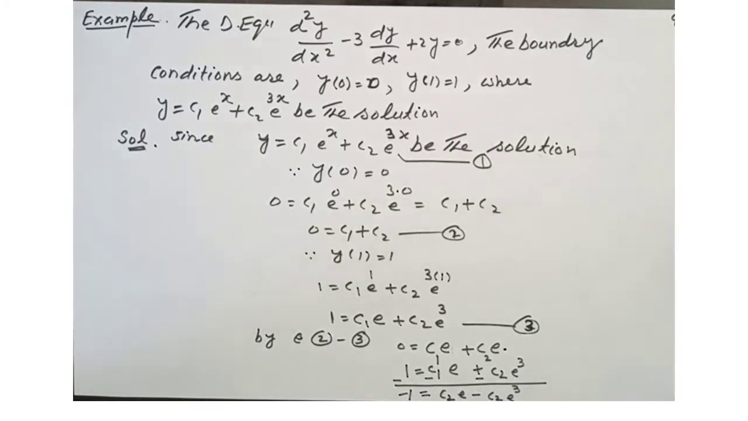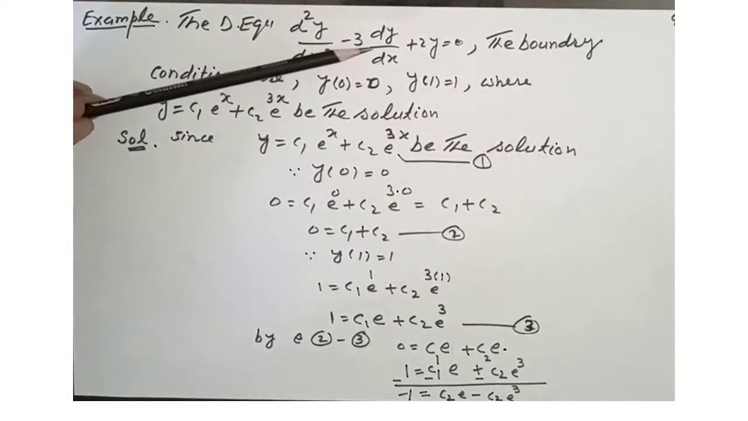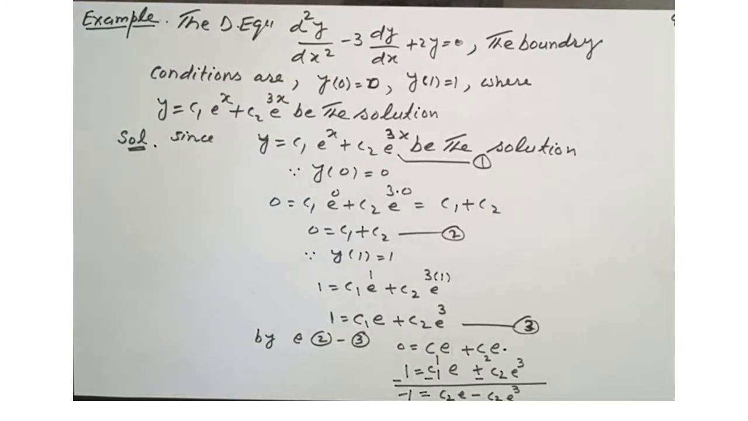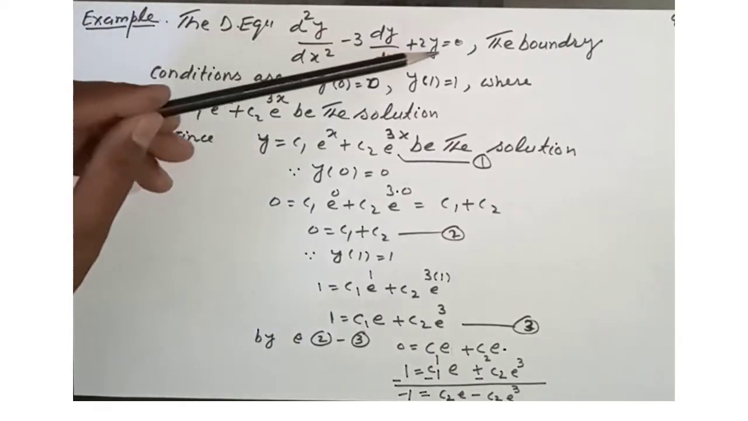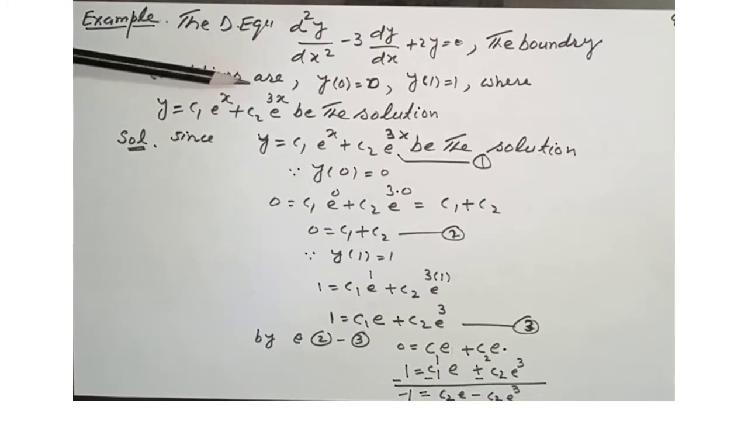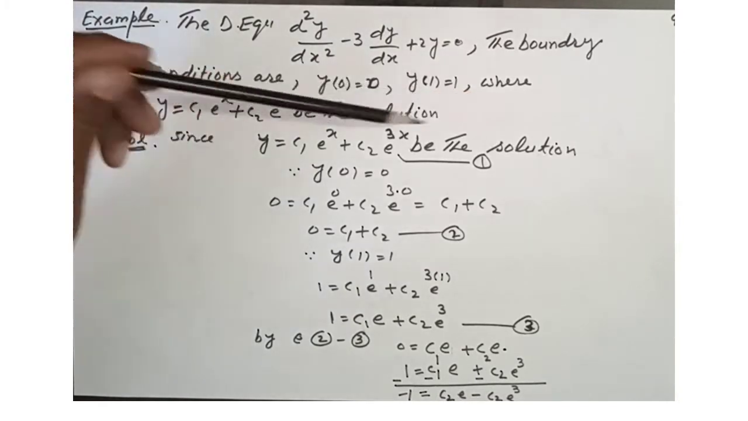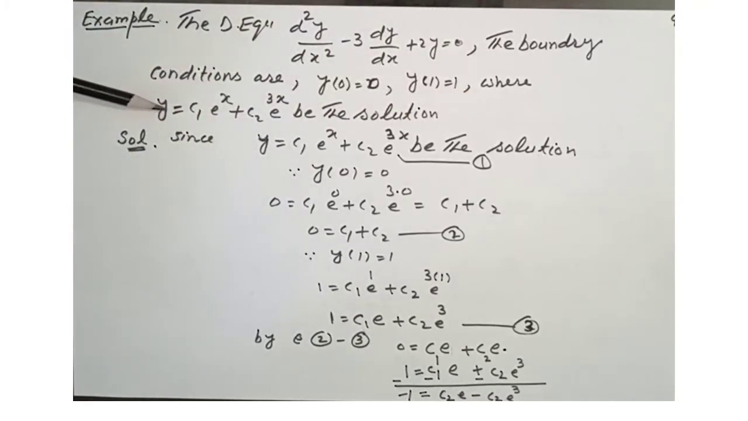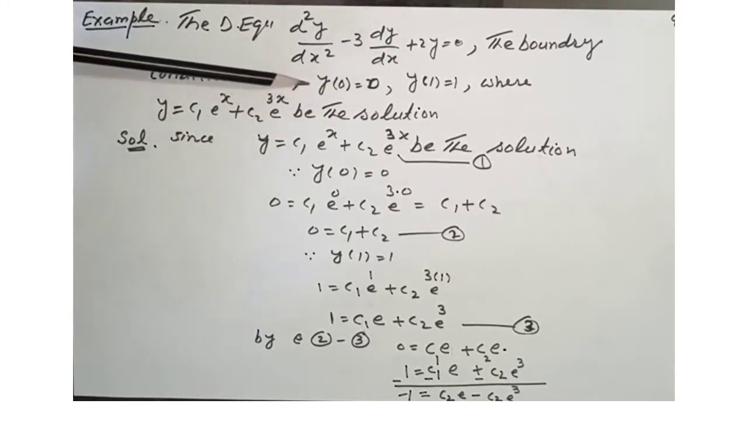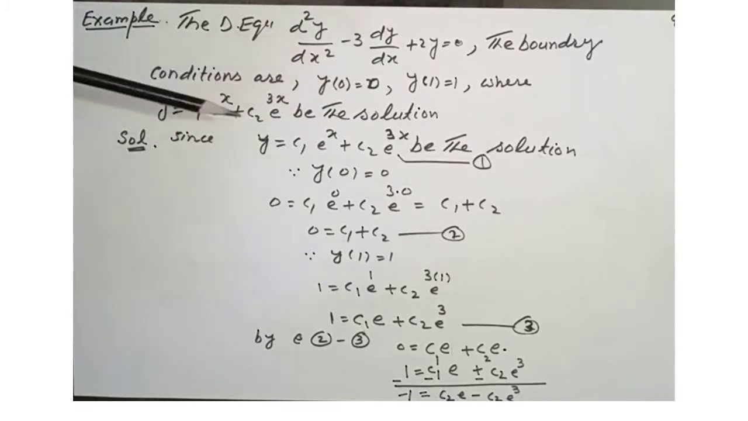Now you see the differential equation d2y over dx square minus 3 dy by dx plus 2y equal to 0. We have to solve this equation by using the boundary conditions y(0) equal to 0 and y(1) equal to 1, where y equal to c1 e^x plus c2 e^(3x) is the solution. This is the given solution of this equation. Now we apply these boundary conditions. How do we apply these boundary conditions on this solution?